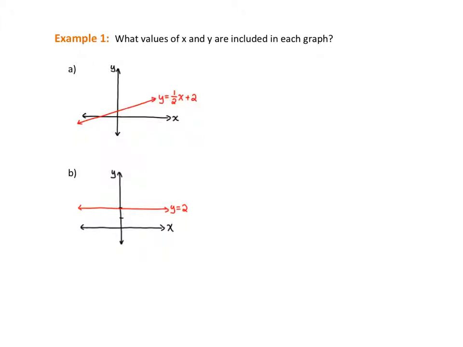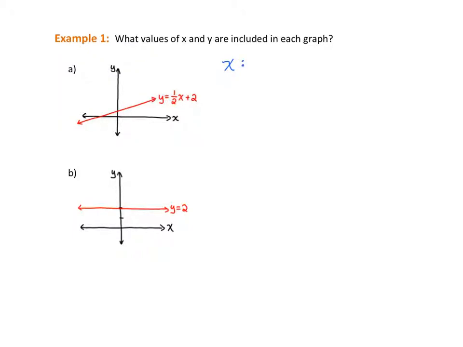Let's have a look at example 1. In part A, what values of x and y are included in each graph? So if we've graphed our line here, y equals 1/2 x plus 2, we want to see what values of x are included in this graph. So I'm going to do this in blue.